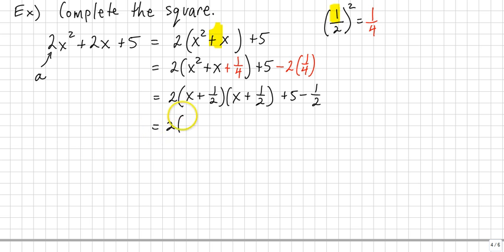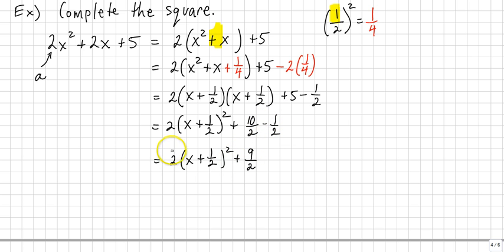Anything times itself is that squared. And then 5 minus a half, I need a common denominator. So that would be 10 halves minus 1/2. So I end up with 2 times x plus 1/2 squared. And then 10 halves minus 1/2, that's 9 halves.